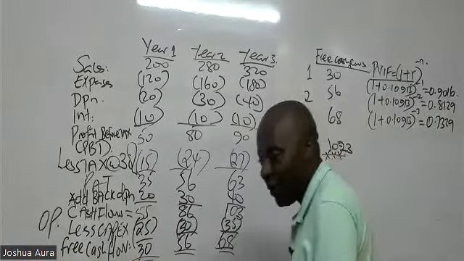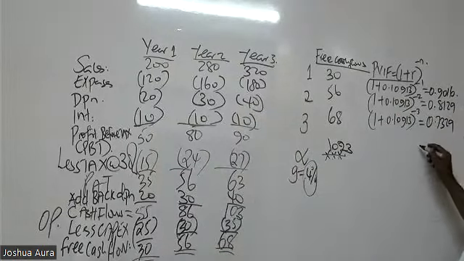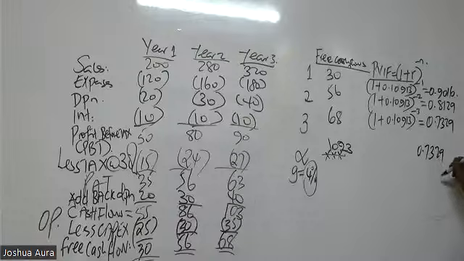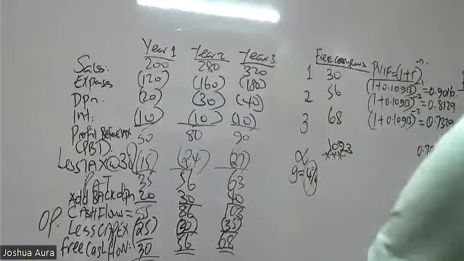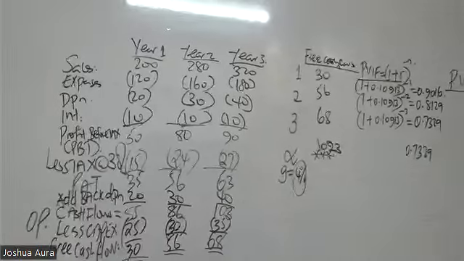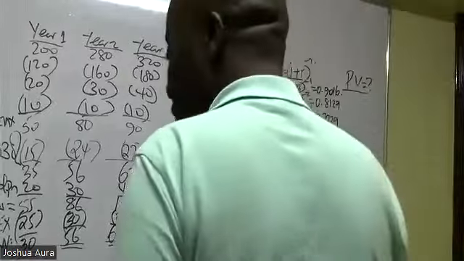Thank you very much. Drop down this 0.7329. Then come here and create the last column for present value.